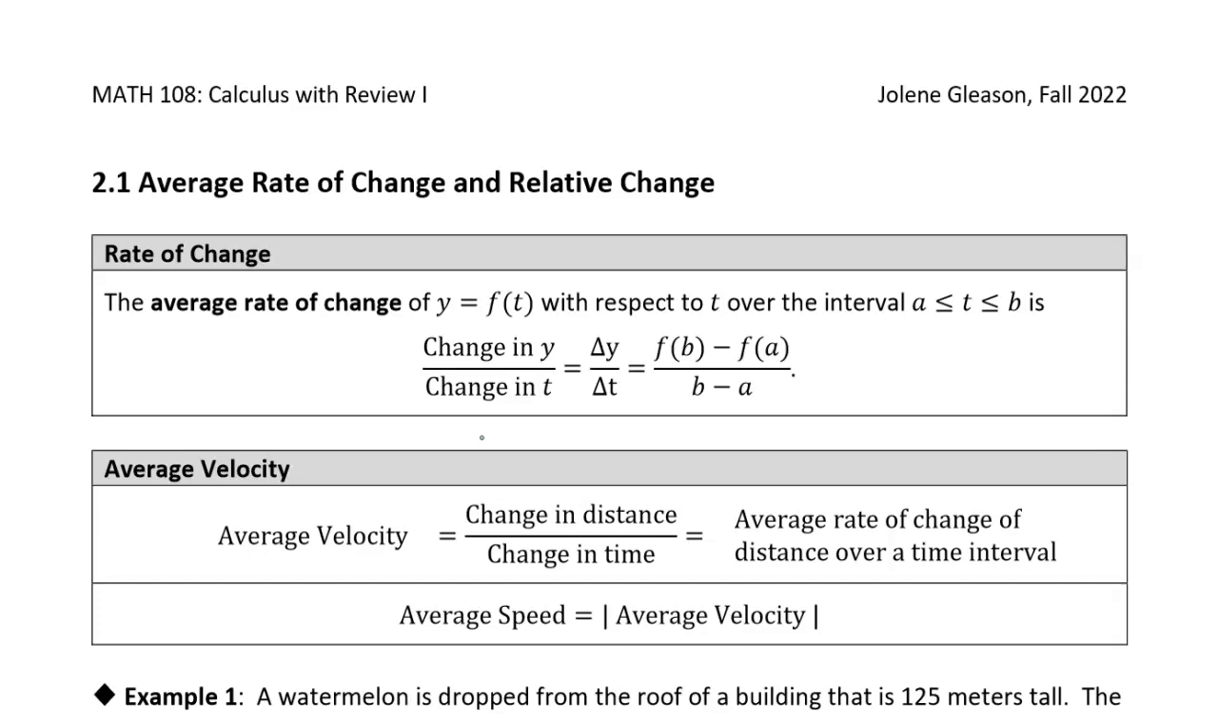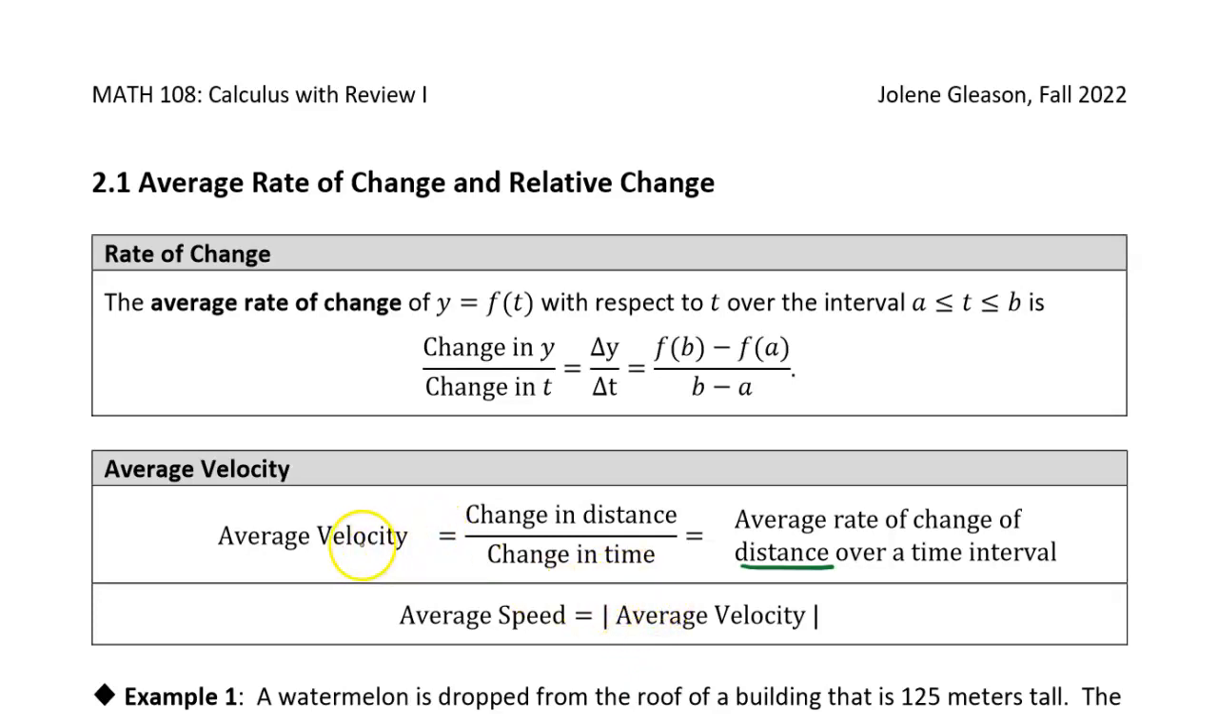All right, so today we're going to talk specifically about average velocity, which is just a particular application of the rate of change, right? The average velocity is the average rate of change of distance over time, right? It's the average rate of change of distance. So if our function is for distance and our independent variable is time, then the average rate of change of that function is the average velocity.